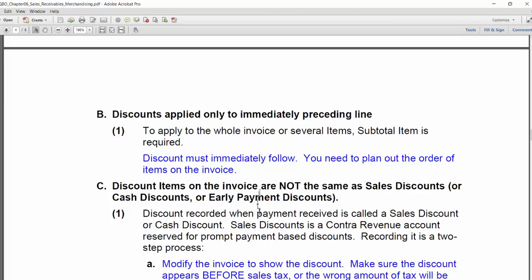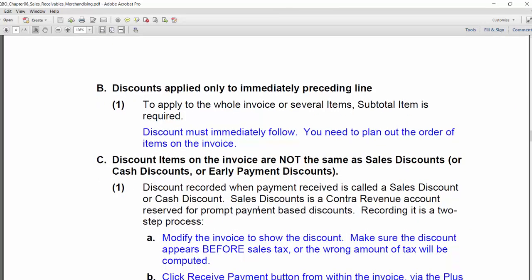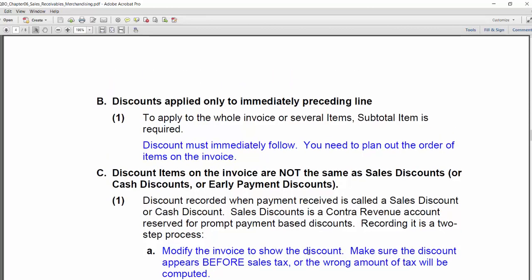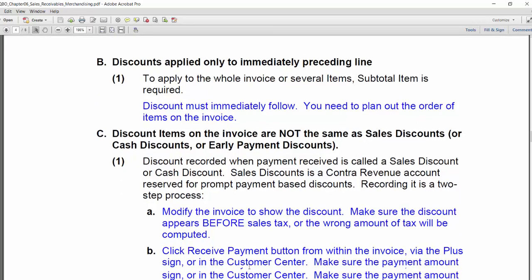However, in QuickBooks, it doesn't occur when it's supposed to occur. Usually it's picked up when you collect the cash, but in QuickBooks you have to go back, modify the invoice to show the discount, and make sure the discount pops up before the sales tax, otherwise you'll get the wrong amount of tax, and then go ahead and receive exactly the amount of cash that's listed on the bottom line of the invoice.